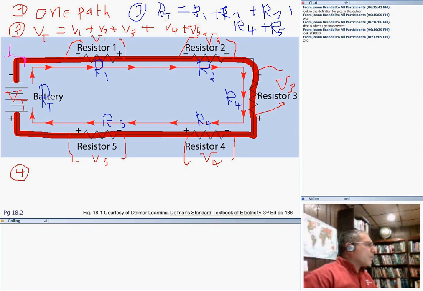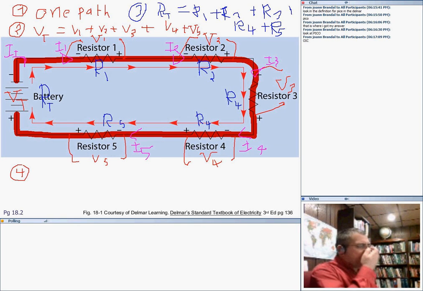This is I total coming from the source. The current entering this resistor is I1. The current entering this resistor is I2, moving on. The current entering this resistor is I3, and this will be I4. The last one, my friends, is going to be I5.